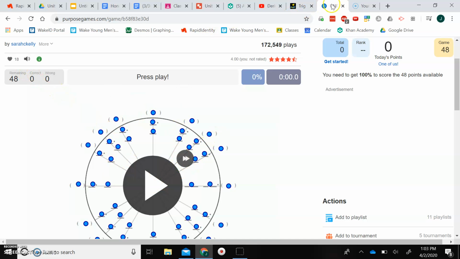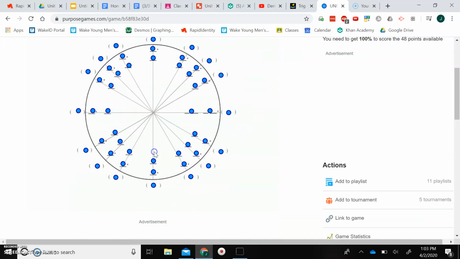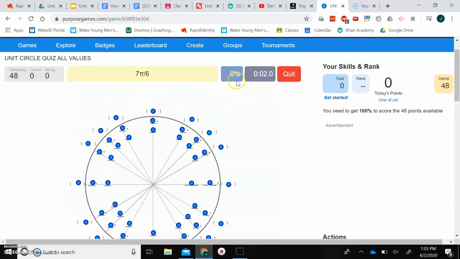So you're going to go to this link. It's going to be on the Google Classroom assignment. You're going to click play. That's going to start the timer up here. And then it's going to give you something in this yellow box.